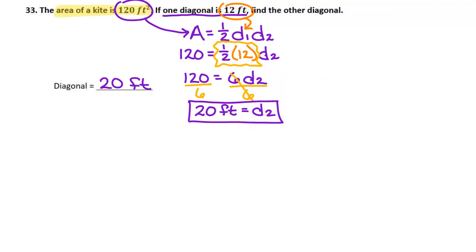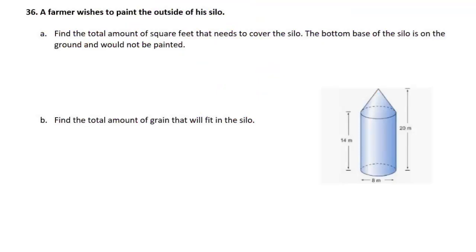With 36? Absolutely. Let's go look at number 36 on the next page. A farmer wishes to paint the outside of his silo. Do you guys know what a silo is? A silo is found on a farm, usually somewhere near a barn, and they use it to store grain in. That's what a silo is. And they've got one drawn over here. Sometimes it has a cone shape on the top, sometimes it has a dome shape on the top, but it always has this cylinder shape to it.